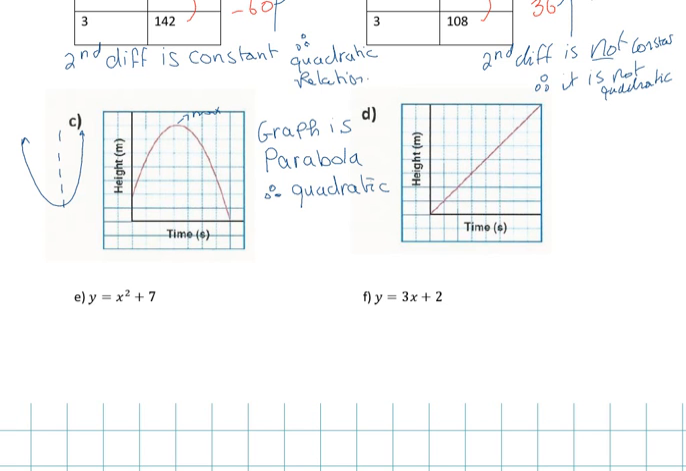What can you tell me about the second graph? So it's the height versus time. Linear. It's linear, it's not quadratic. So the graph is a straight line. It's not quadratic.